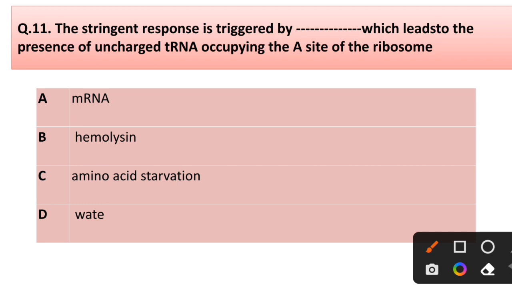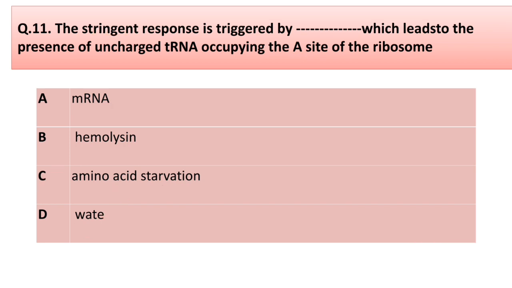Question 11. The stringent response is triggered by what leads to the presence of uncharged tRNA occupying the A site of the ribosome: mRNA, lysine, amino acid starvation, water. Answer is option C, amino acid starvation.